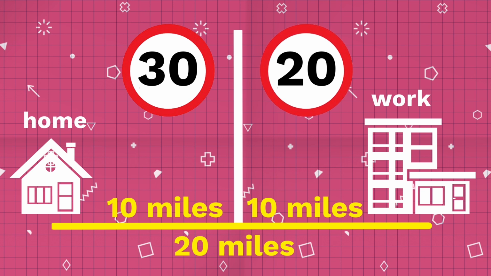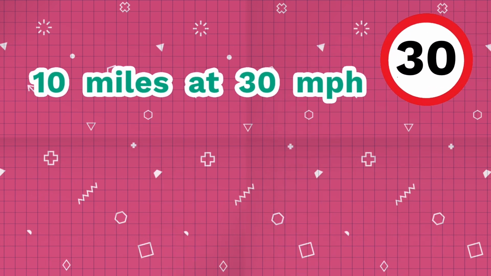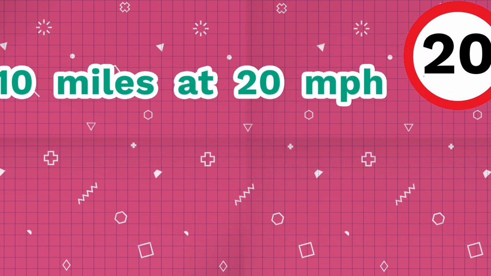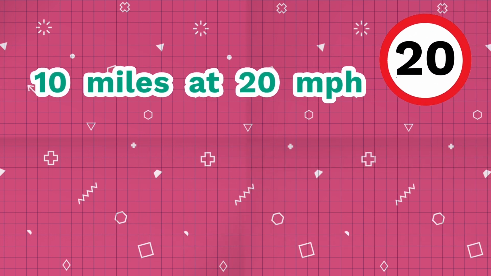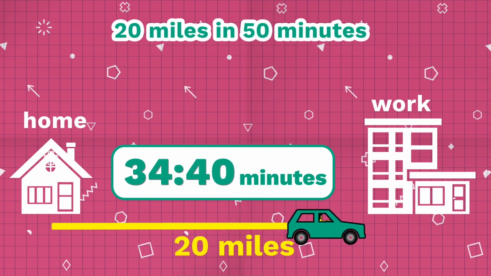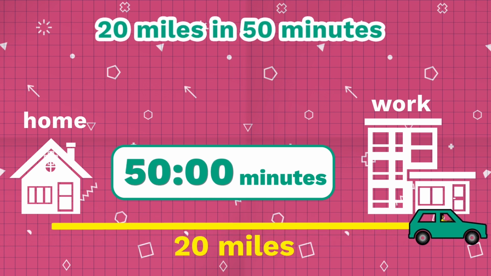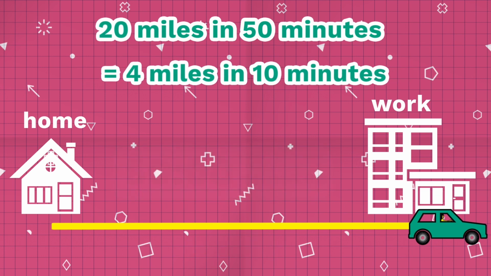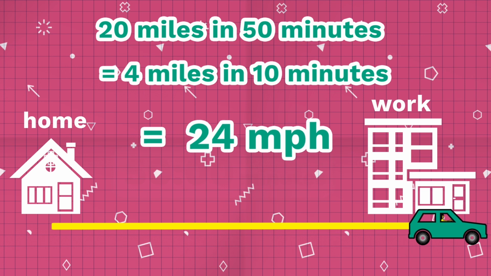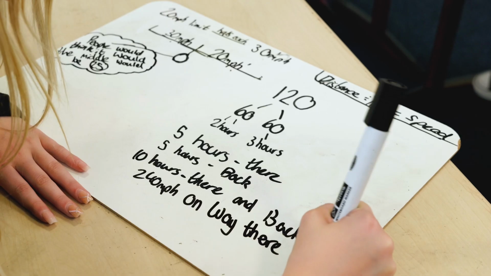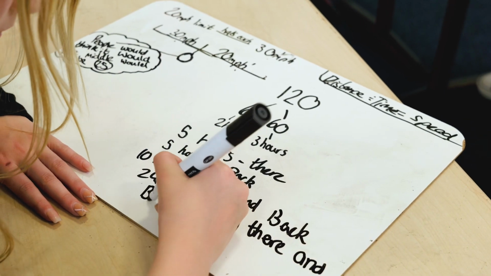The time taken to travel 10 miles at 30 miles per hour is 1/3 of an hour, which is 20 minutes. The time taken to travel 10 miles at 20 miles per hour is half an hour, which is 30 minutes. So overall, Rivka has travelled 20 miles in 50 minutes, which is the same average speed as 4 miles in 10 minutes, or 24 miles per hour. So 240 divided by 10 gives you 24 miles per hour.